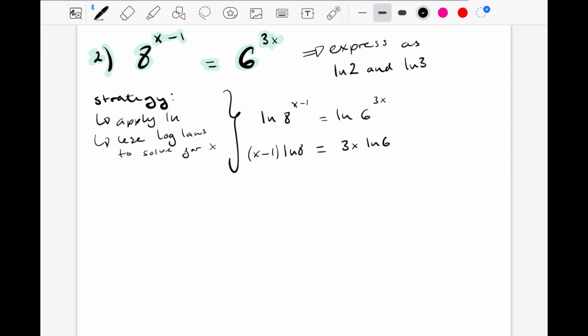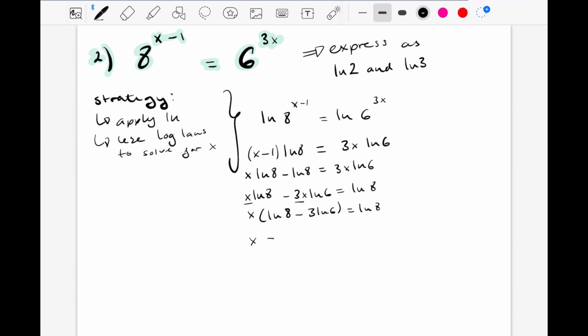And now we want to isolate the variables. In order to do that, we still have to multiply this bracket out. So we have x ln 8 minus ln 8 is equal to 3x ln 6. Now bring the x's to the same side. Again, this is basic algebra. Now we can factorize the x out. So x times (ln 8 minus 3 ln 6) is equal to ln 8. And then we have x is equal to ln 8 over (ln 8 minus 3 times ln 6).